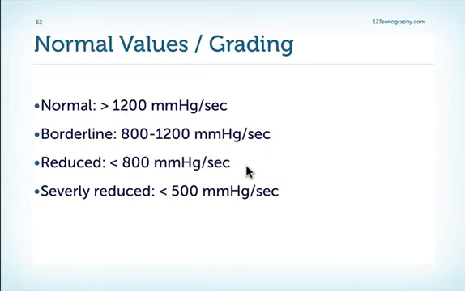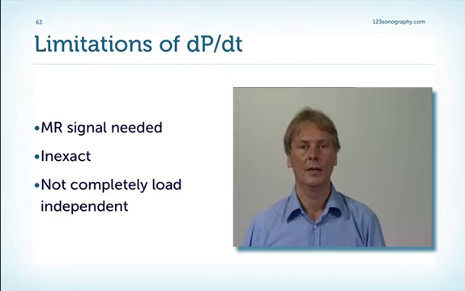Well, basically there's a certain degree of overlap, but if we have a dP/dt which is above 1,200, it is normal. In some patients who have hyperdynamic left ventricles, we can find dP/dts way above 1,200, sometimes even 2,000, 3,000, or 4,000. If we have a dP/dt below 500, the ventricular function is usually severely reduced.